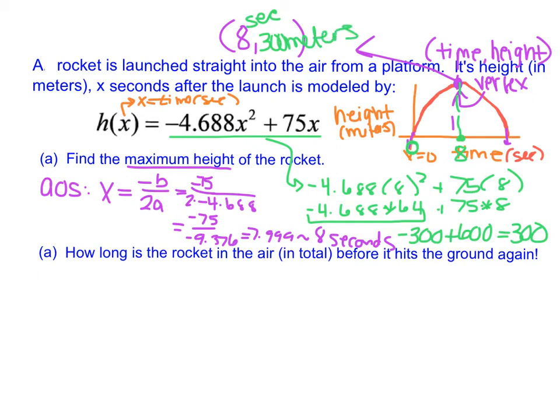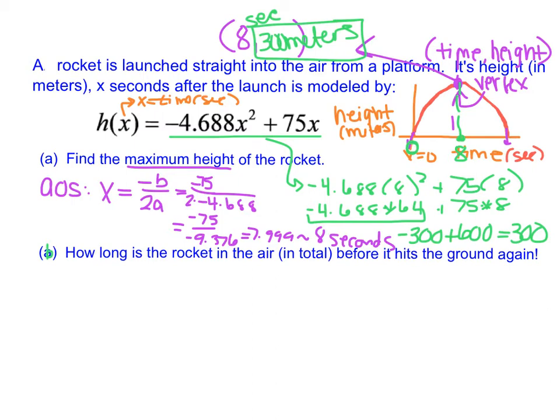So I ran out of space down here in part A, but our answer for part A is that our highest point is 300 meters above the ground. Now this last question, part B, says how long is the rocket in the air in total before it hits the ground again?